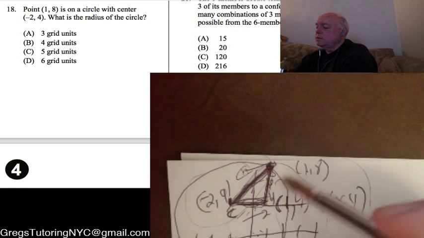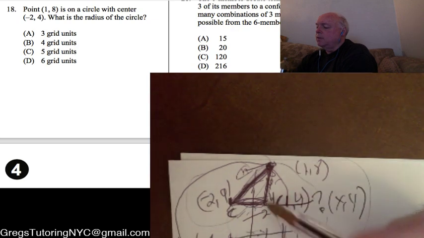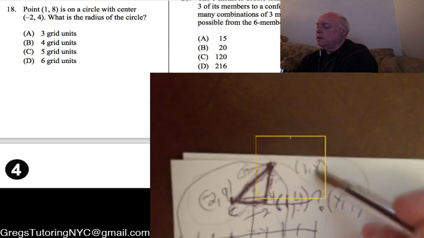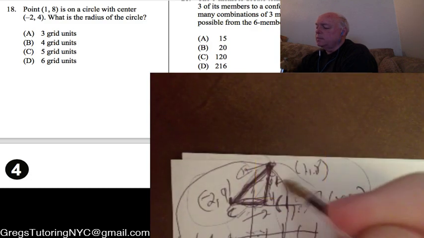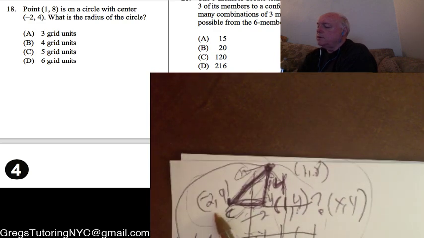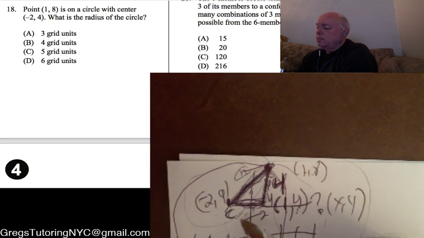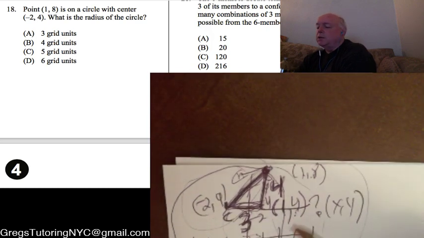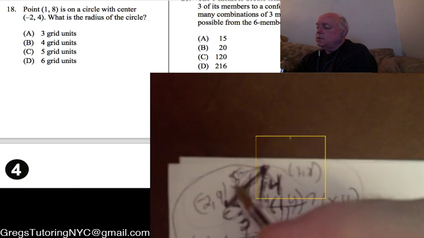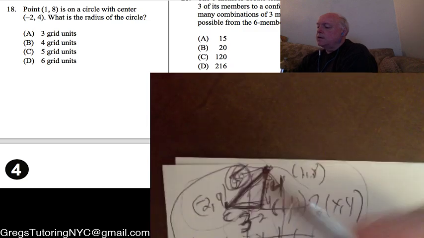So that means if we're (1, 4) and (1, 8), then our distance here is 4. We have 8 minus 4. So this is 4. And if this is (-2, 4) and this is (1, 4), our distance here is 3. So some of you at this point should know that there's something called the 3, 4, 5 triangle. So that means this would be 5. And that would turn out to be our radius.